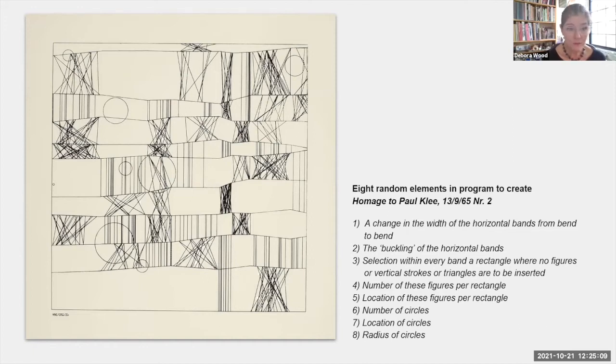At the time this work was made, it would take an entire evening for the computer plotter to draw the image. There was also no monitor to see what the work would look like in advance. So in this regard, each drawing was a surprise. The title of this work, Homage to Paul Klee, 13/9/65, number 2, indicates that this impression was the computer's second execution of Nake's program, generated on September 13th, 1965. Nake did not like the results from September 12th, so he threw it away.